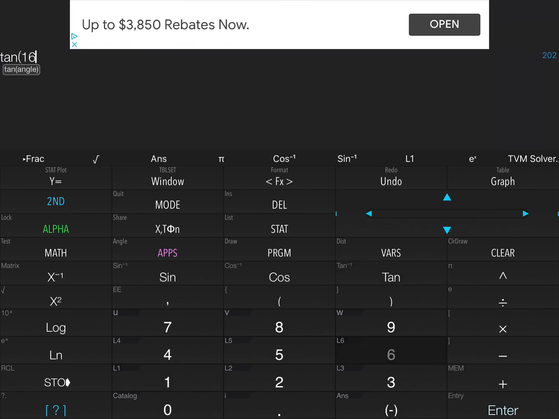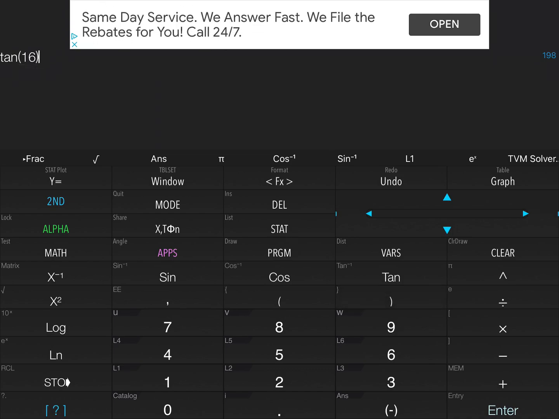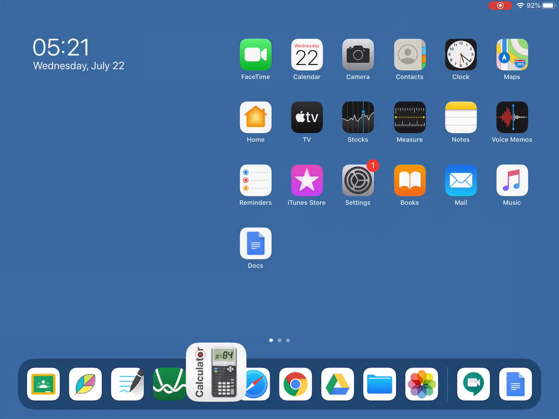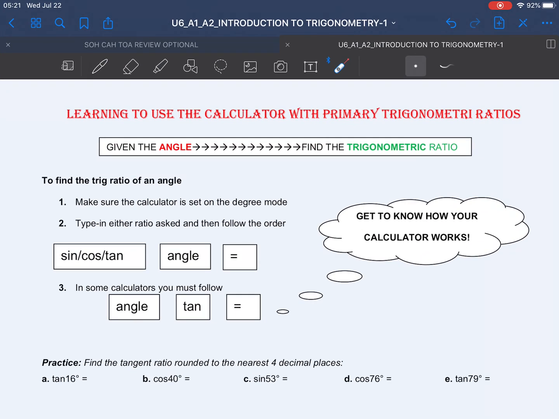So tan of 16. You press tan, you type the angle measurement, and you find the value is 0.2867. And that's what you're going to write in here. 0.2867. Okay.